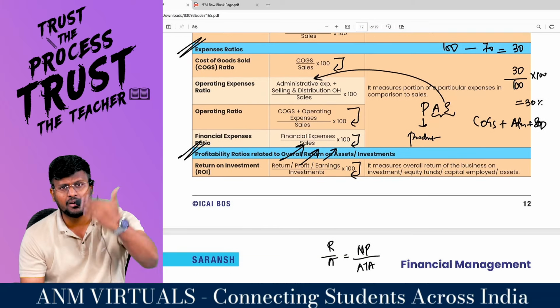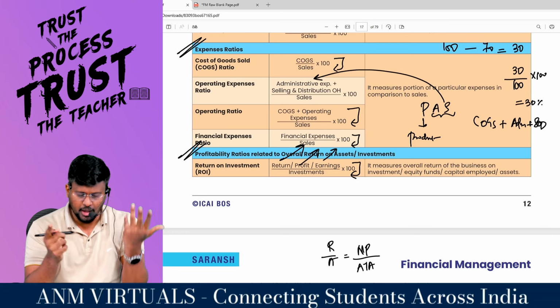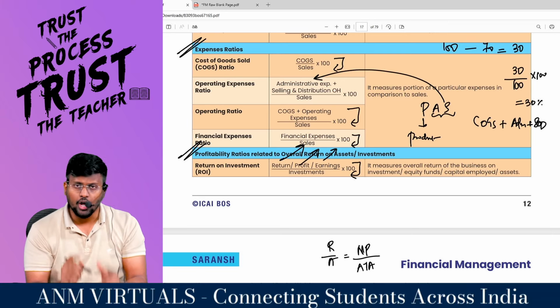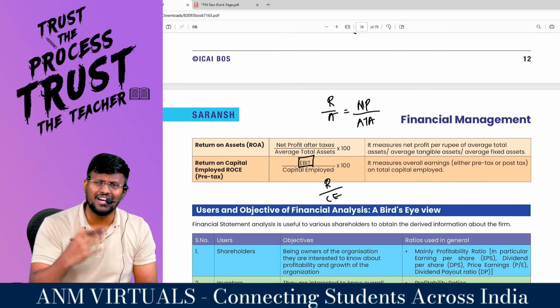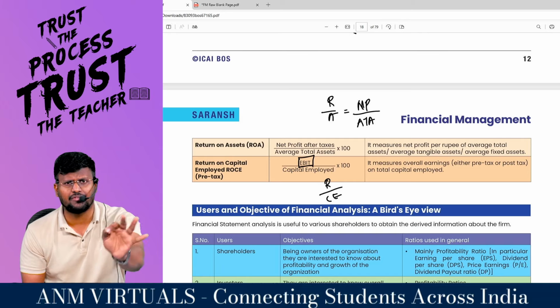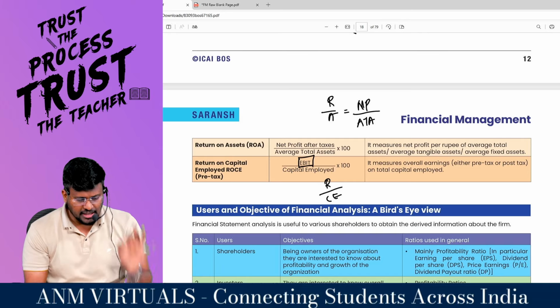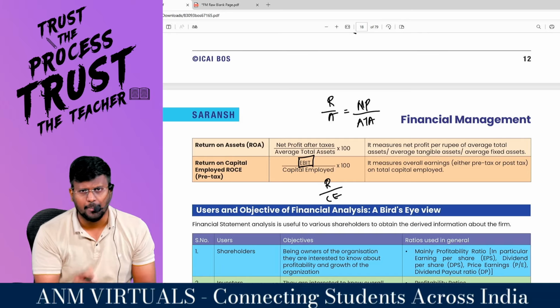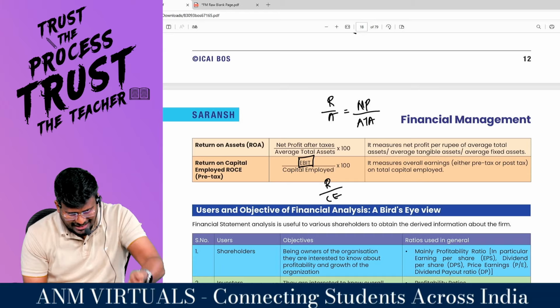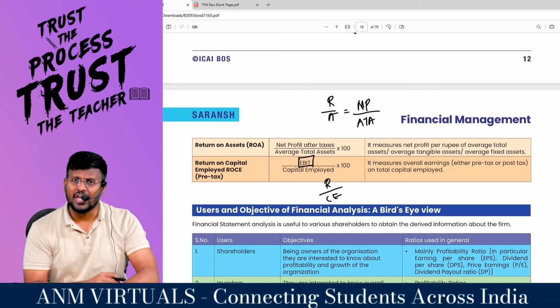Return on investment, return divided by investment. What is your return? It may be return or profit or earnings. Sir, what is return on asset? Return divided by asset. What is the return? Net profit after tax divided by average total asset. Sir, return on capital employed, return divided by capital employed. What is that return? If it is pre-tax, EBAT divided by capital employed into 100.